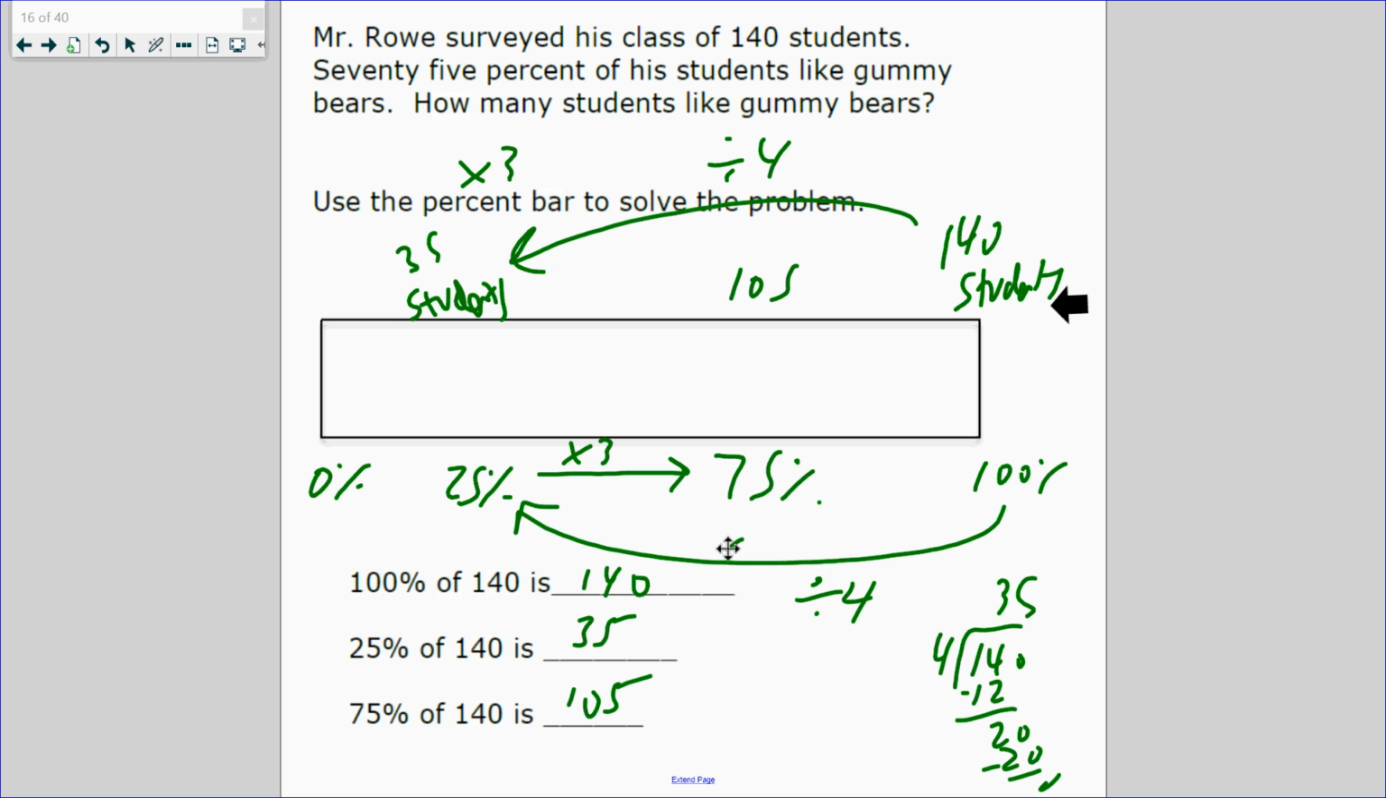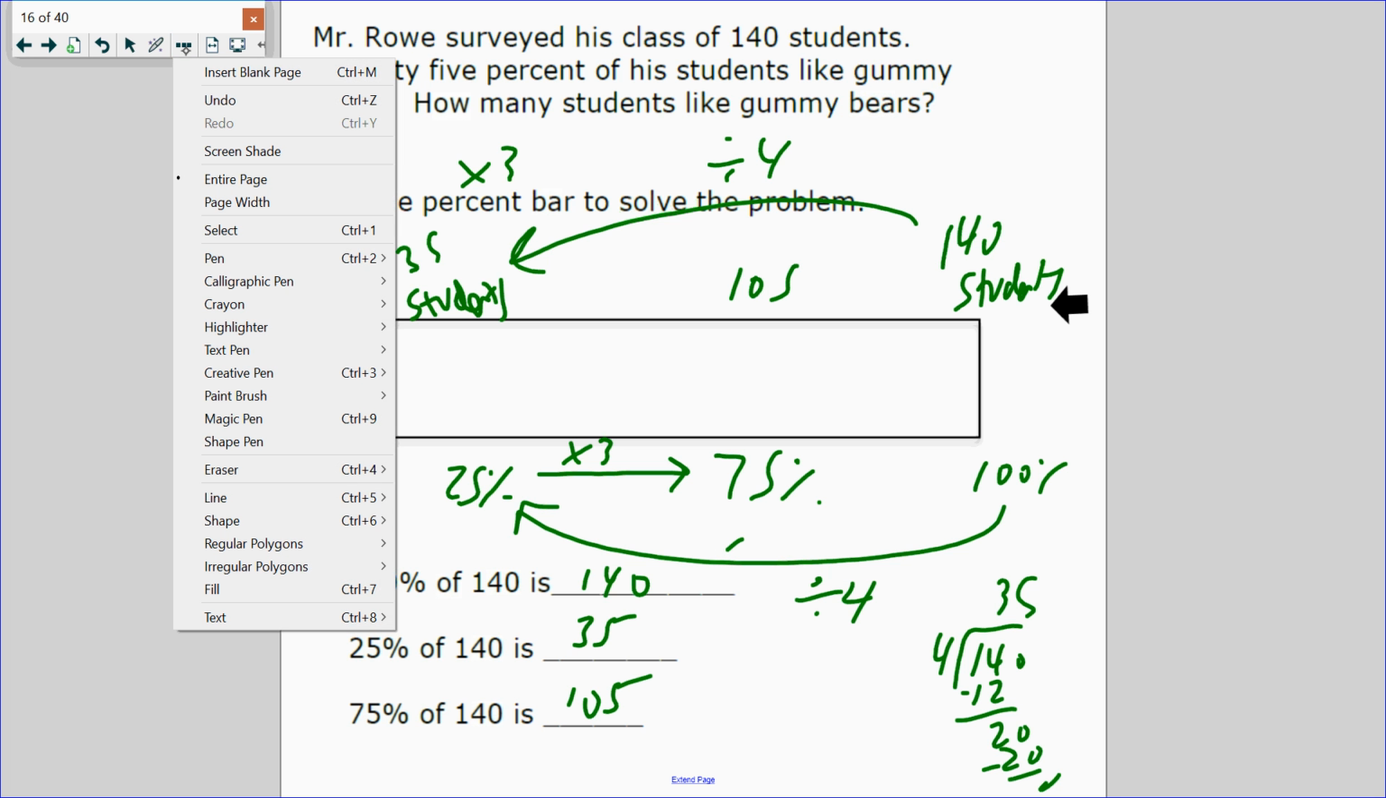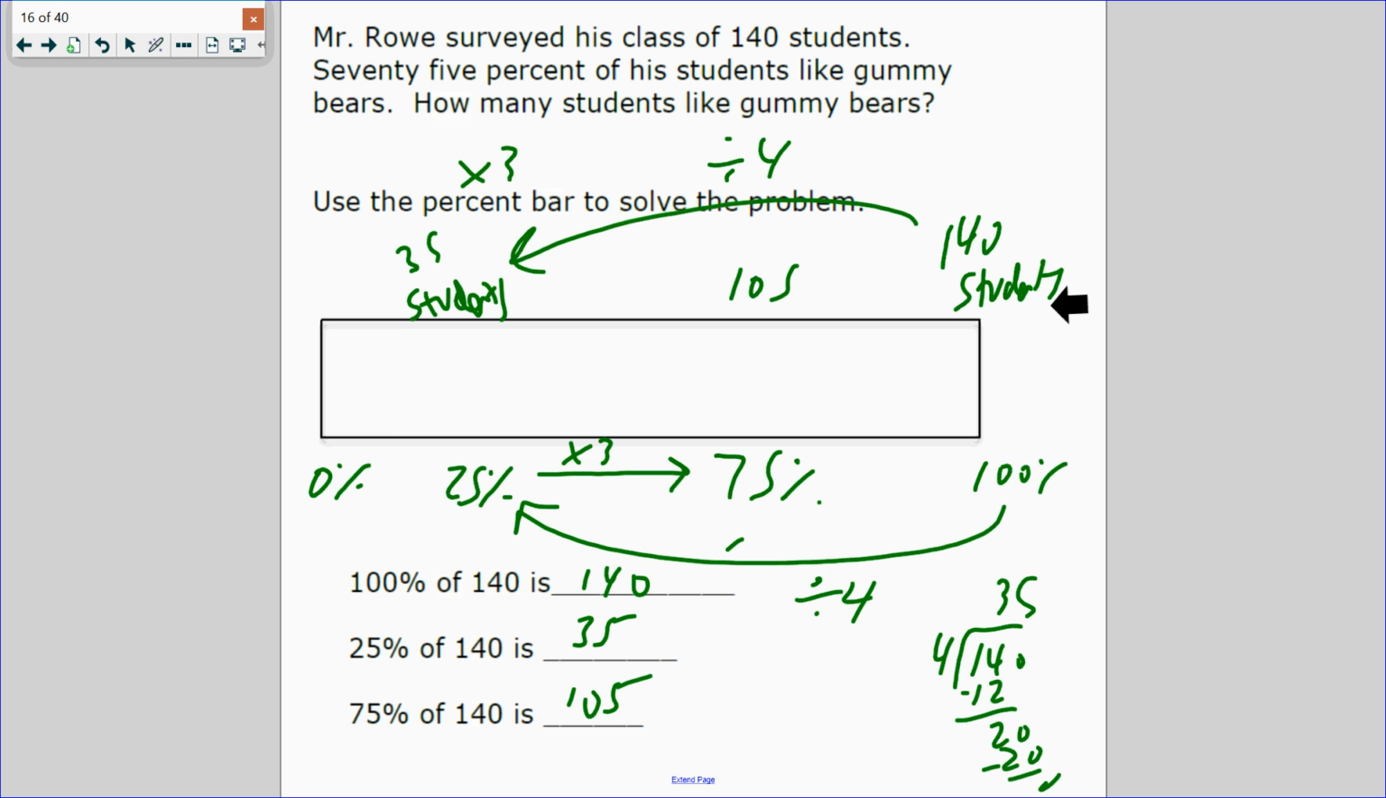Maybe you're looking at this and say, you know what, I think I know another way to solve it. What about this way? How do you turn 100 to 140? Times what? How many hundreds go into 140? It goes in one time. How do I get rid of this remainder? Annex a 0. 100 goes into 400 four times, so it's times 1.4. 75 times 1.4 is 105.